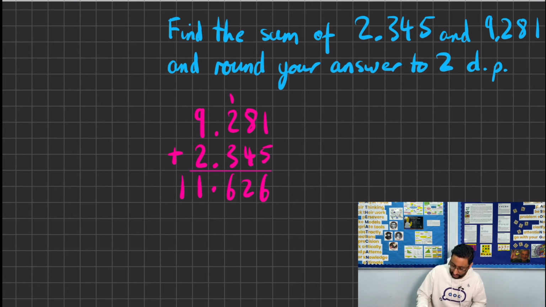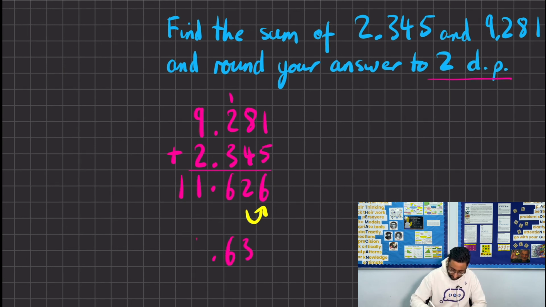However, our question says, give your answer to 2dp. Now, the second decimal place is here. This is your first decimal place in your tenths column. This is your second decimal place in your hundredths column. We look to the column on the right of the one we're rounding to. And the column on the right has a 6 in it, so we're going to round up. So the 2 is going to become 3, and the rest of the numbers will stay as they are. So our answer rounded to 2 dp is 11.63.